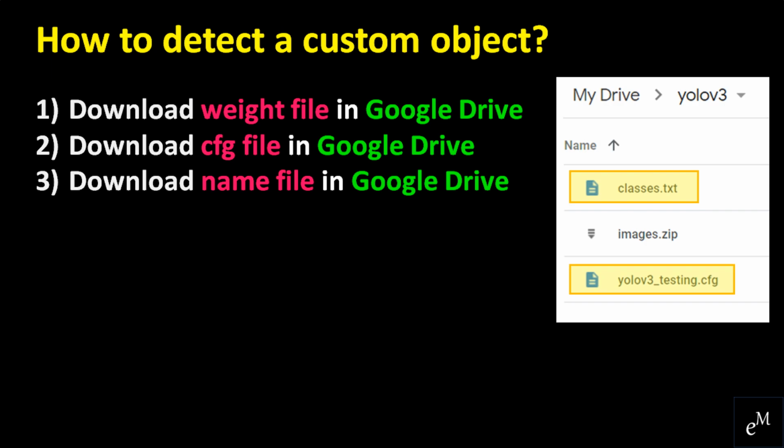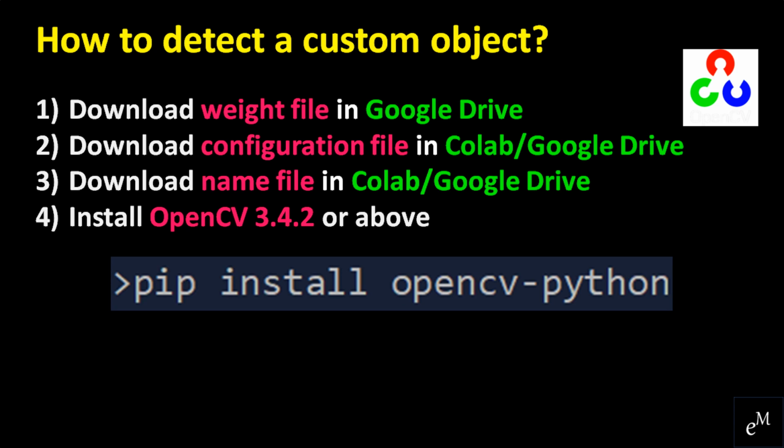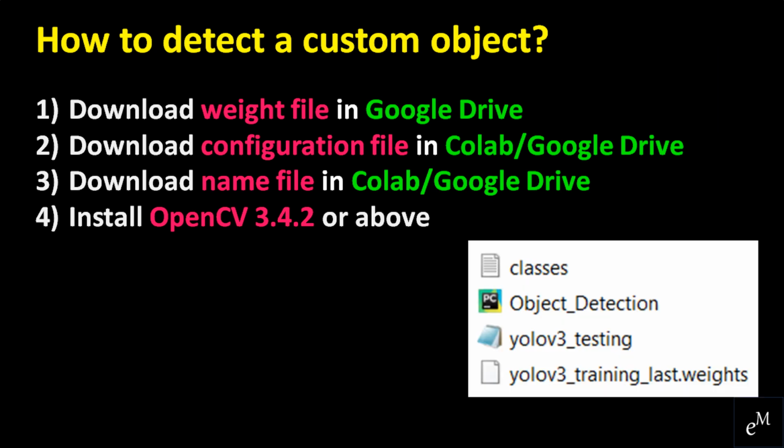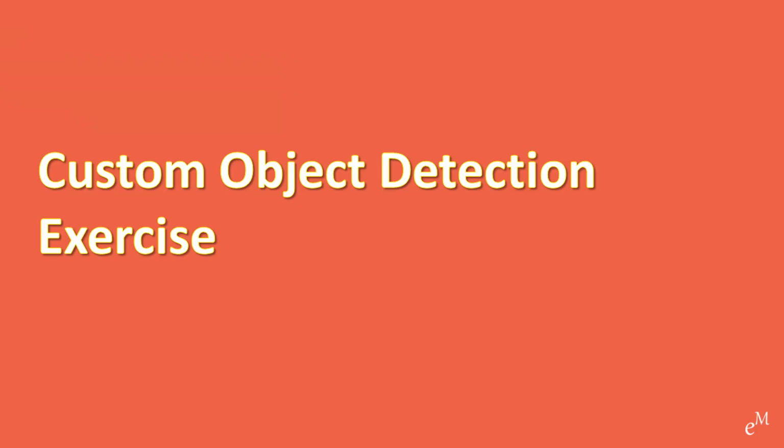And then we can download the YOLO3 testing configuration file as well as the classes test file. And finally, we can simply open a terminal to pip install opencv-python. And that's it. At the end, we will put everything under the same folder with the object detection Python file to perform single or multiple object detection.